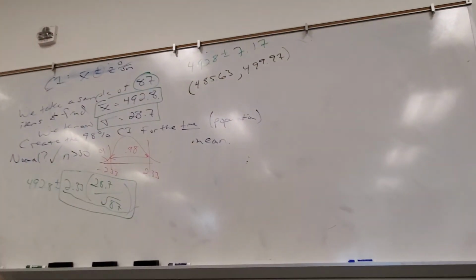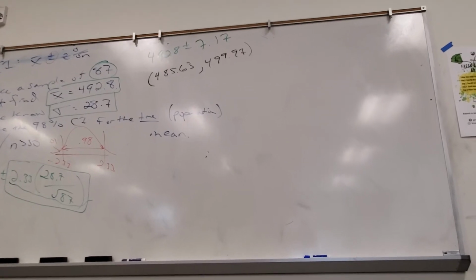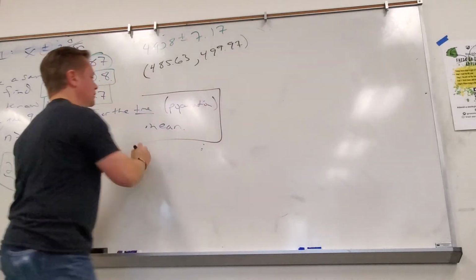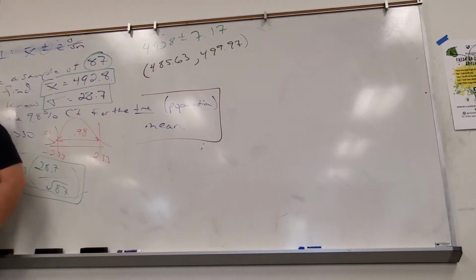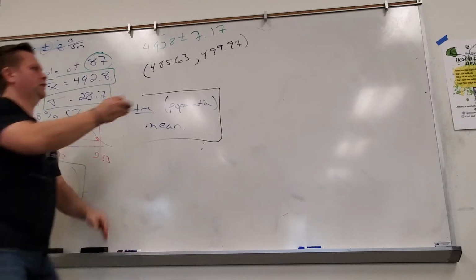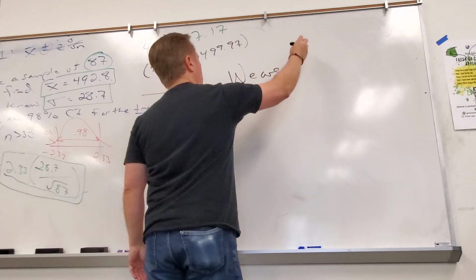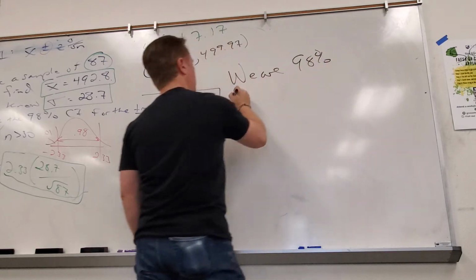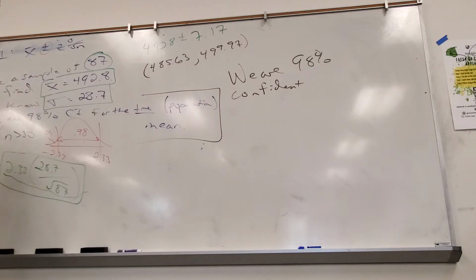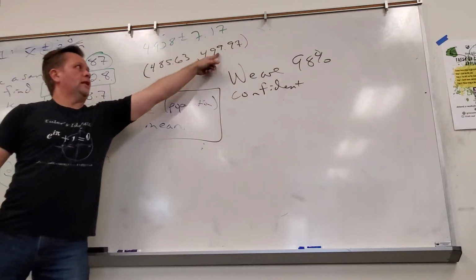When I say that, it's going to suck. You must write your conclusion. How do you interpret this insane thing? We are how confident in our interval? We are 98% confident that our interval, blah, blah, blah, does what?